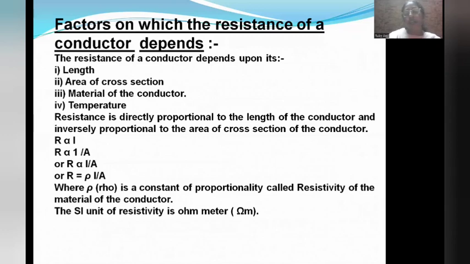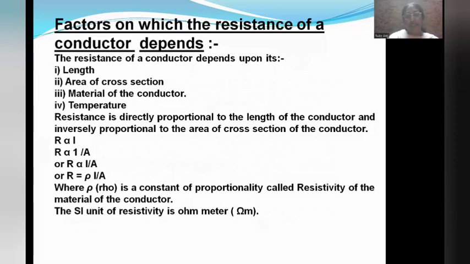Another factor is the area of cross-section. Resistance is inversely proportional to the area of cross-section. So when you increase the area of cross-section, the resistance will decrease. And if you decrease the area of cross-section, the resistance will increase. So these are the factors on which the resistance of a conductor depends.